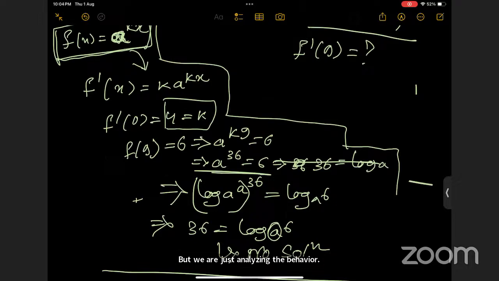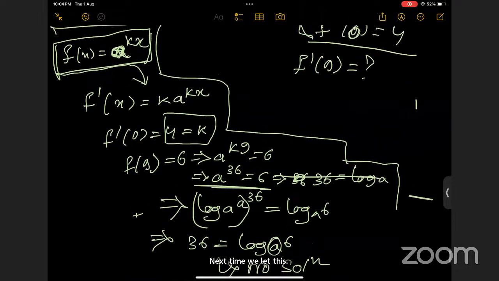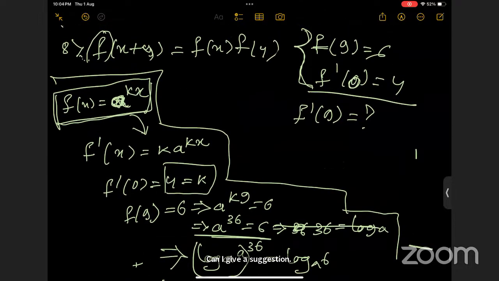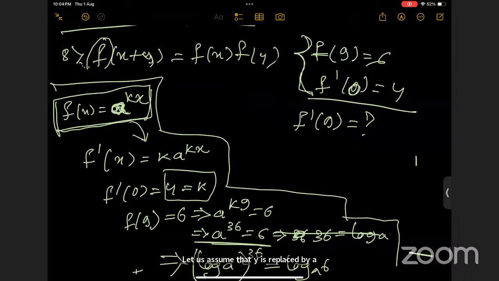Can I give a suggestion? Let us assume that y is replaced by a capital A. If somebody gives me a problem where f of x plus capital A is equal to f of x plus f of capital A, then A is a constant.